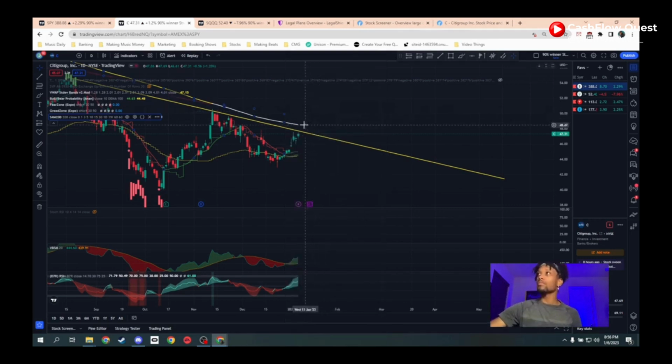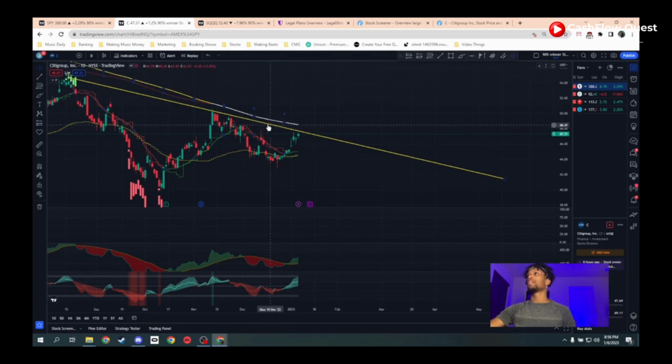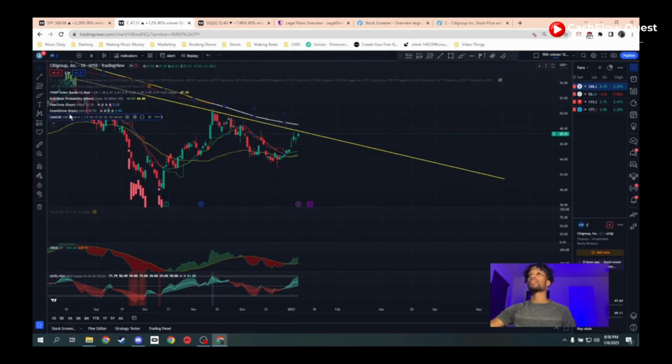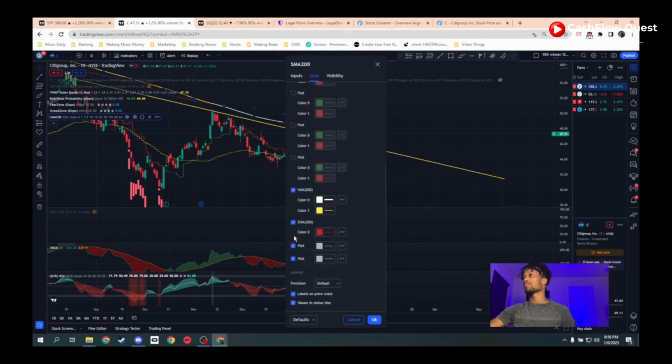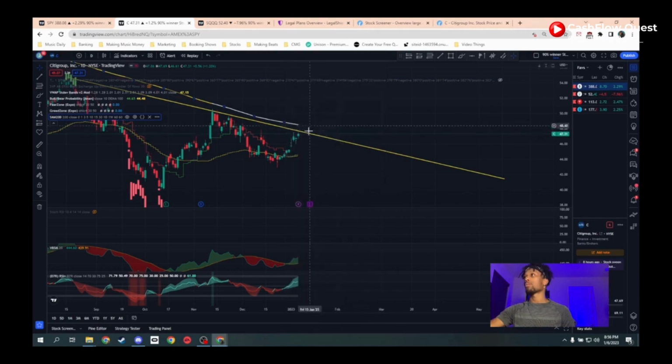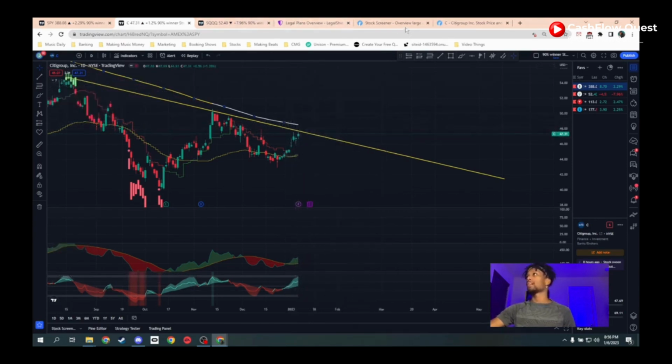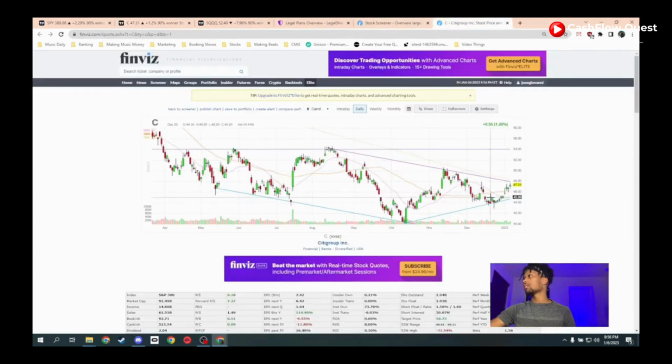Okay. So now you see, we are approaching that 200 moving average up there. Let's just turn the rest of these off. Bam. All right. We're approaching this 200 moving average right here. And that lines up with this. We're not quite there. We're approaching it though.